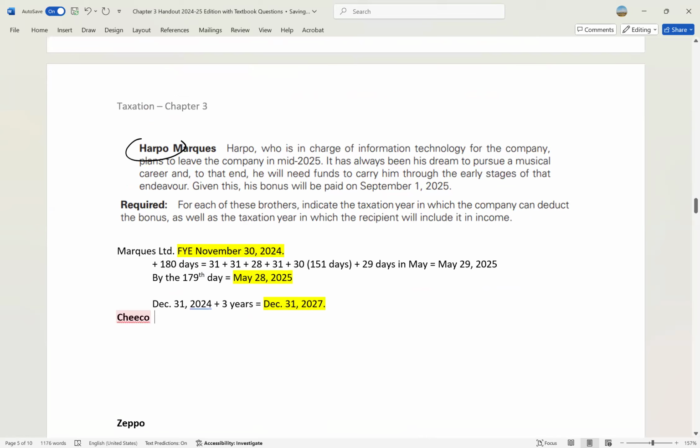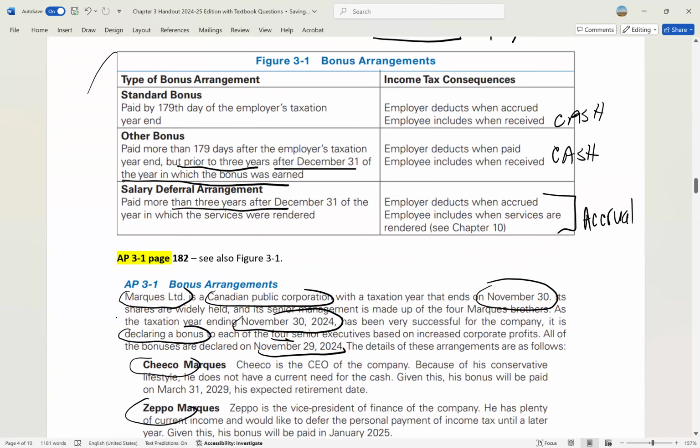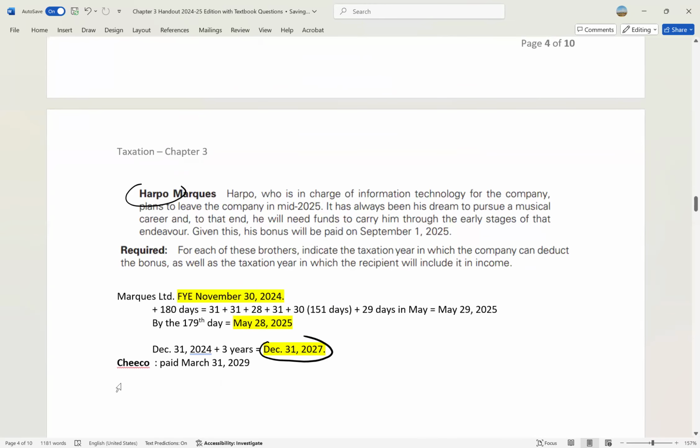Paid March 31st, 2029. And so that's going to be after the 3 years. So if it's after the 3 years, where do we fall into? After the 3 years, we fall into the salary deferral arrangement. Everything is going to be reported on an accrual basis, meaning when the bonus was declared. So what that means is the employer will get the deduction in fiscal year end, November 30th, 2024, everything on an accrual basis.